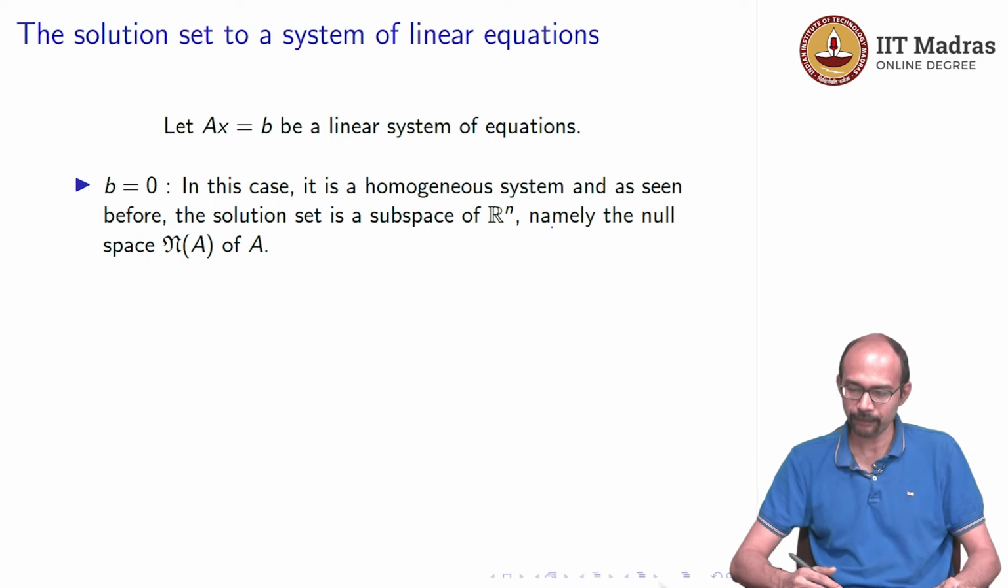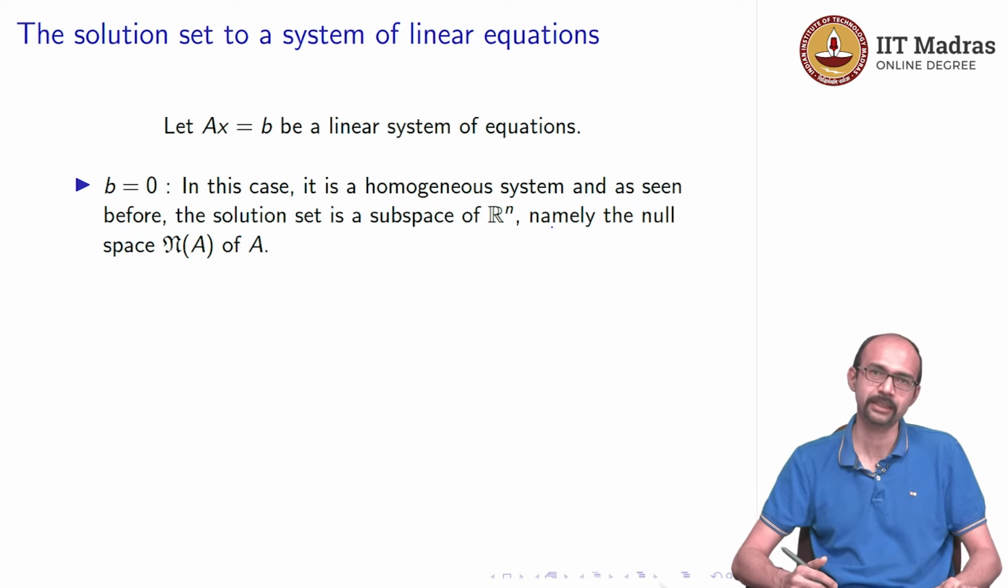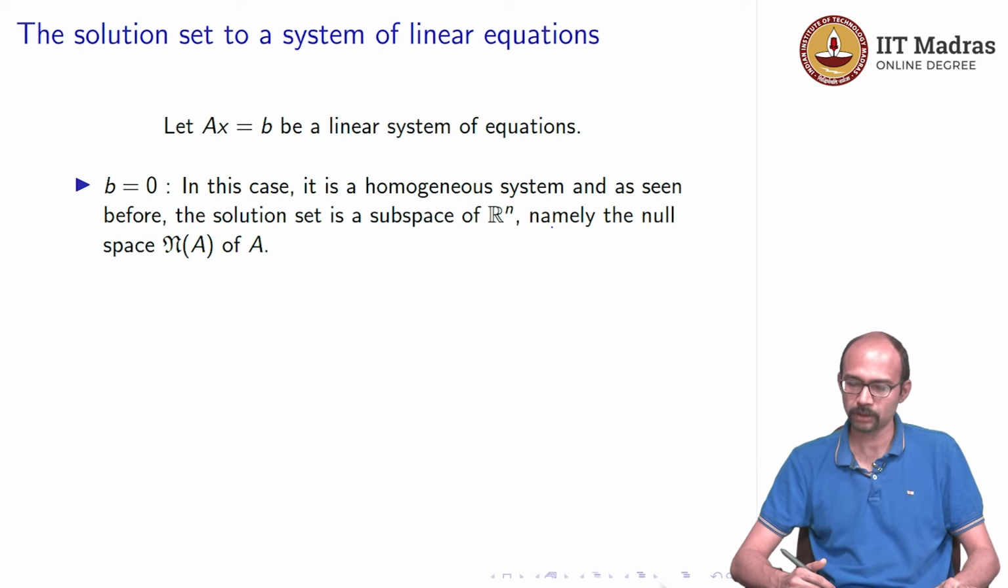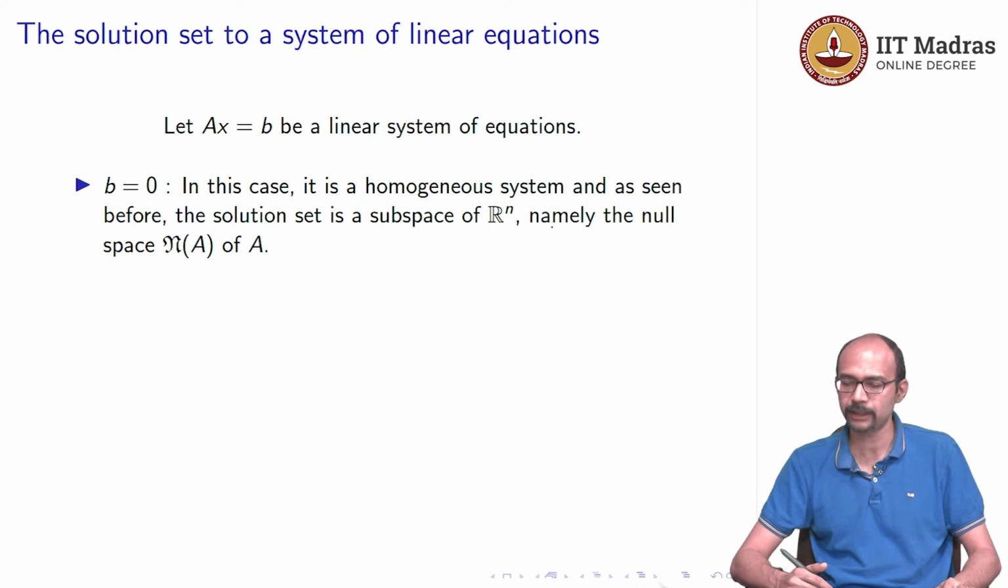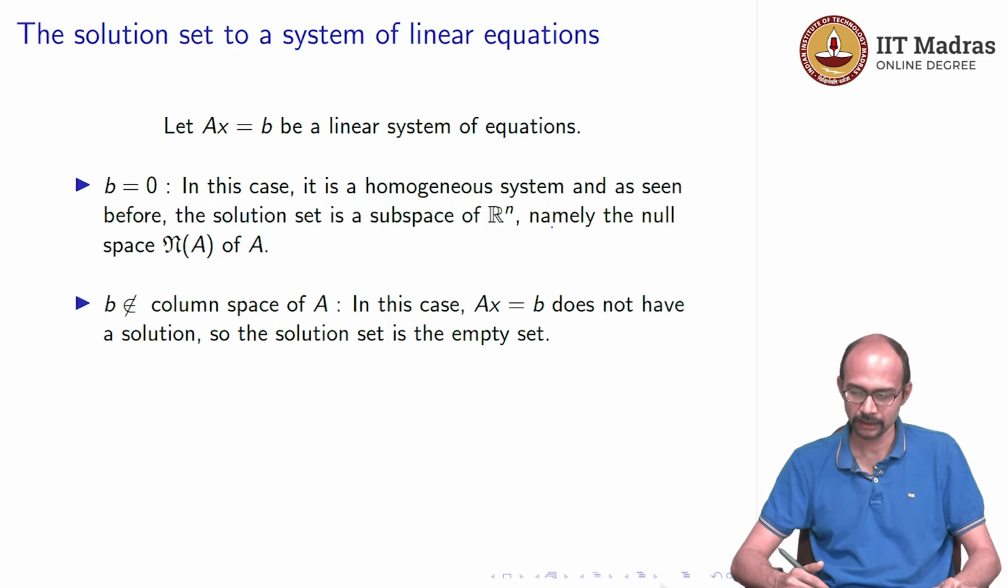If b is 0, then this is a homogeneous system, and we have seen before that the solution set is a subspace of R n. Suppose this matrix is m by n. So, this is a subspace of R n. We call that subspace the null space of A. The null space of A is exactly the solution set to this system of linear equations Ax equals 0. So, this is in the case where b is 0.